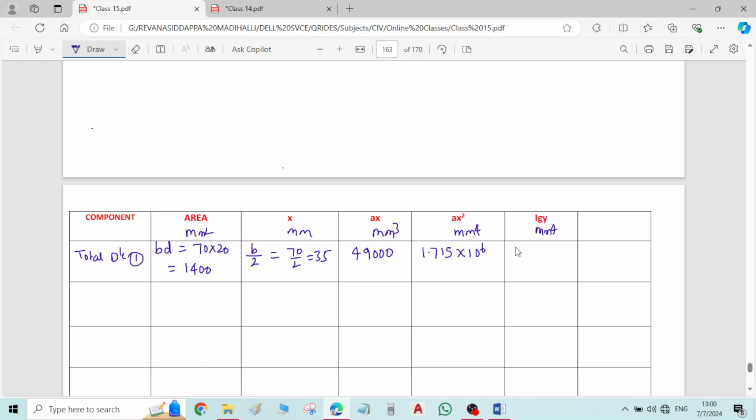And the IGY formula for a rectangle is db cube divided by 12. D is 20 into 70 cube divided by 12. The answer is 571,666.67.